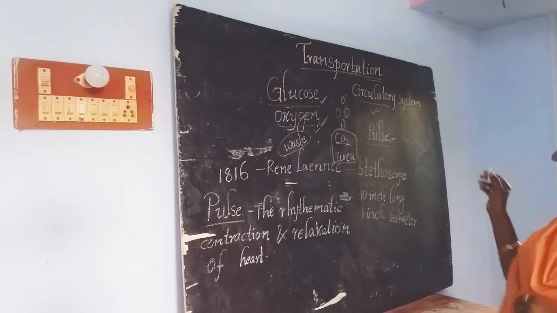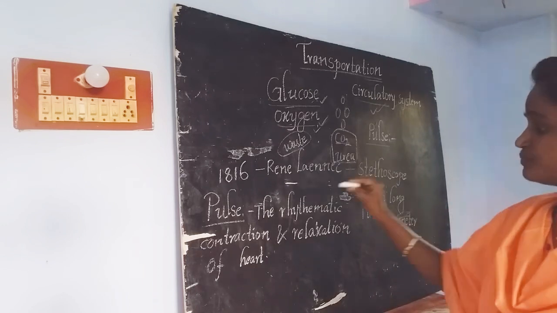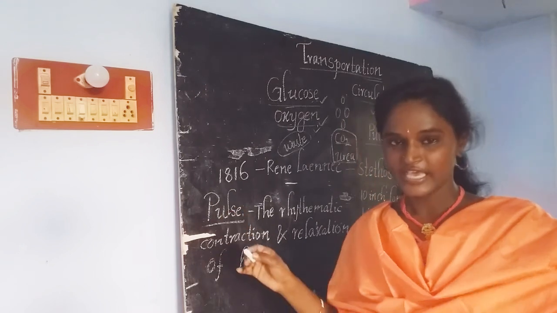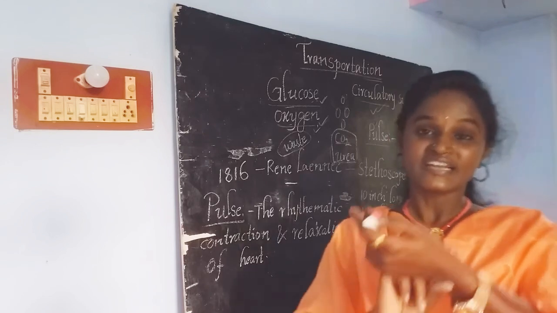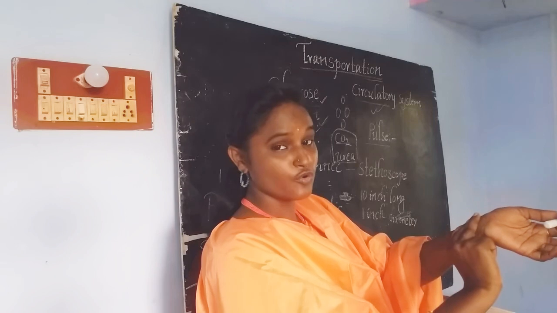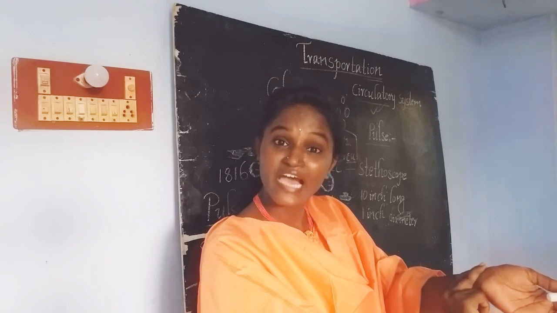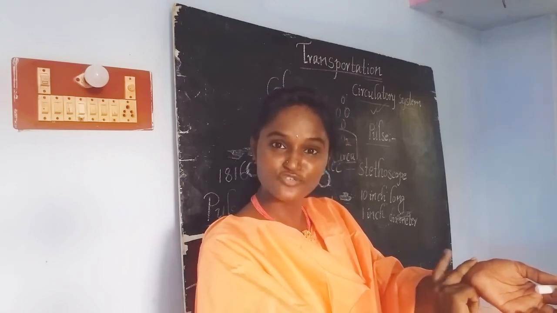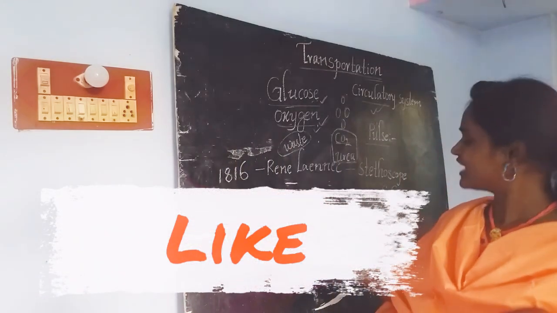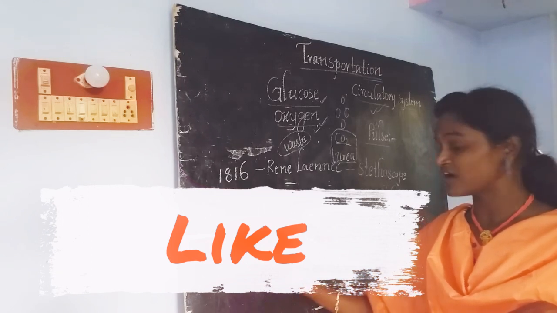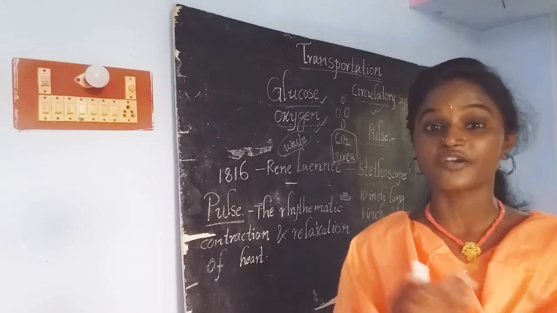Okay, then move to the next one. Here in the transportation, it is very important to discuss pulse. What is meant by pulse? If you keep two fingers on your wrist and press and observe for some time, you may find some rhythmic ups and downs. Your fingers are able to feel some rhythmic ups and downs. Here the rhythmic contraction and relaxation of the heart is called pulse. Pulse is the same as our heartbeat.